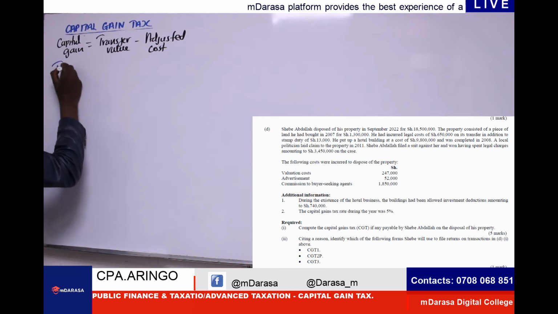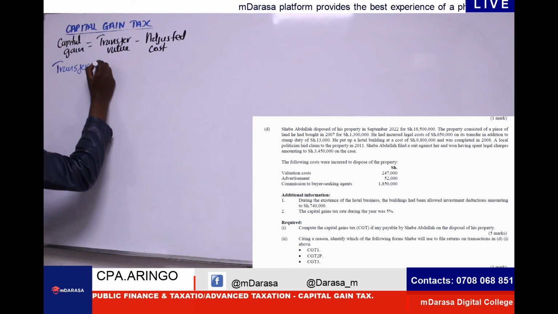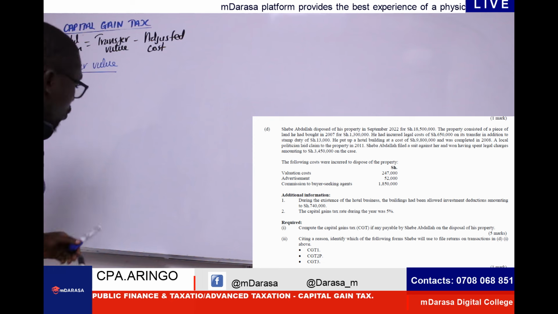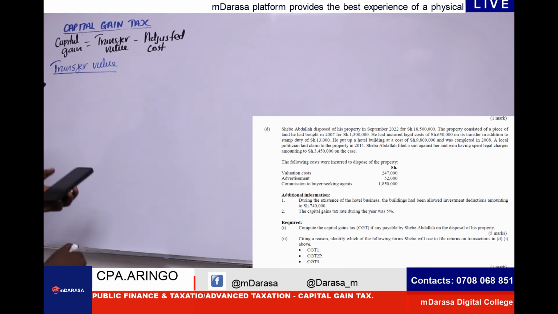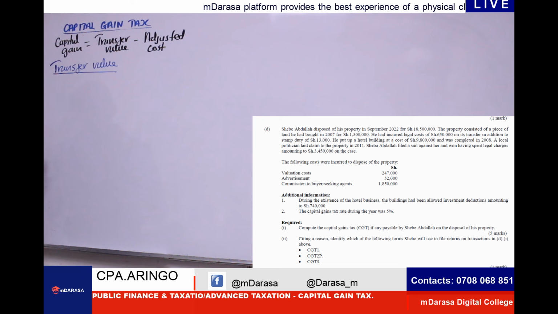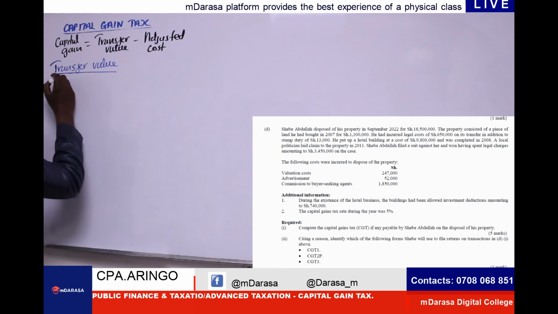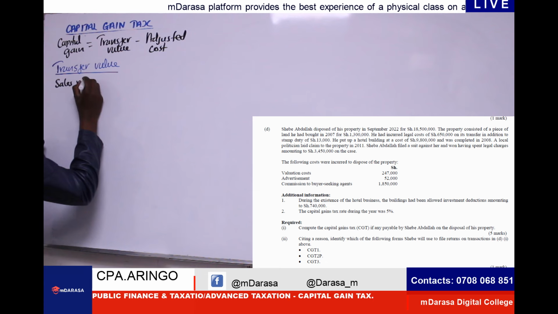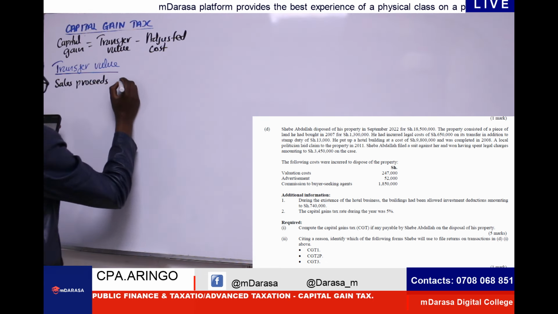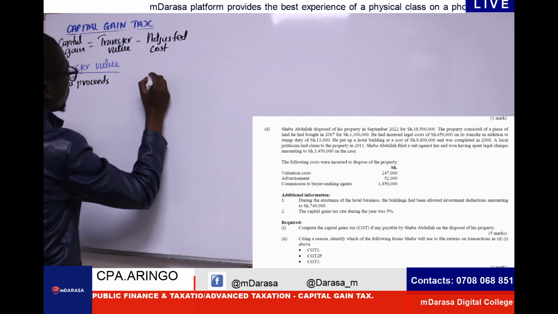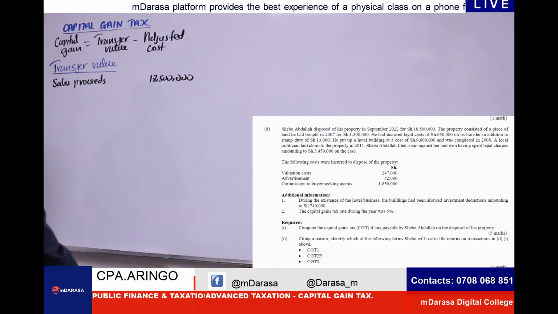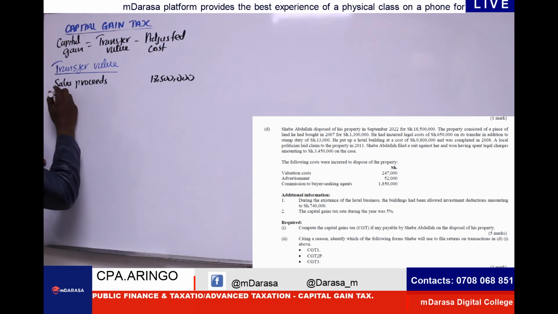I've just given you the way of how you can determine your transfer value. So, what would be our transfer value in this case? We talk of our sales proceeds. In our case, a good examiner had given us sales proceeds of how much? You're told that Abdallah disposed of his property in September for 18.5. That is the figure that I'm given: 18,500,000.